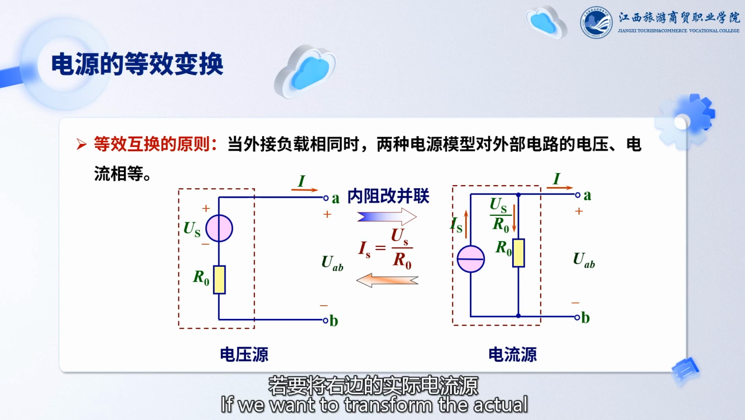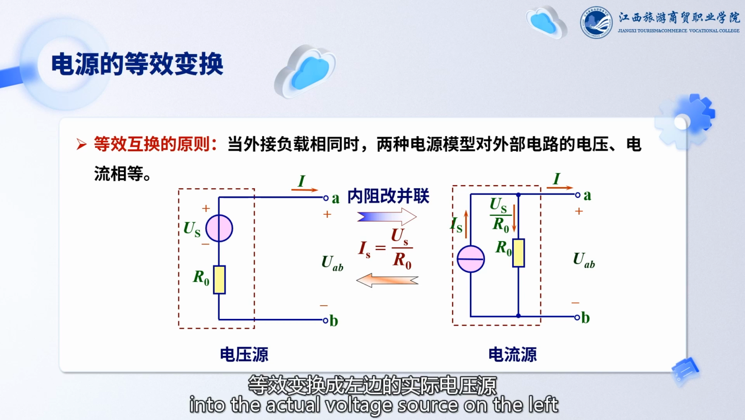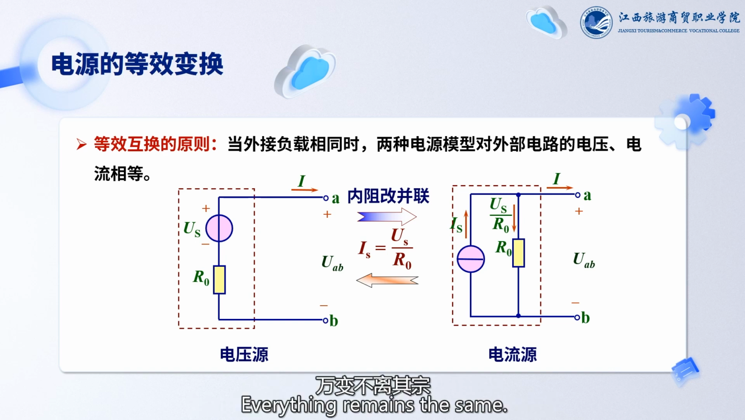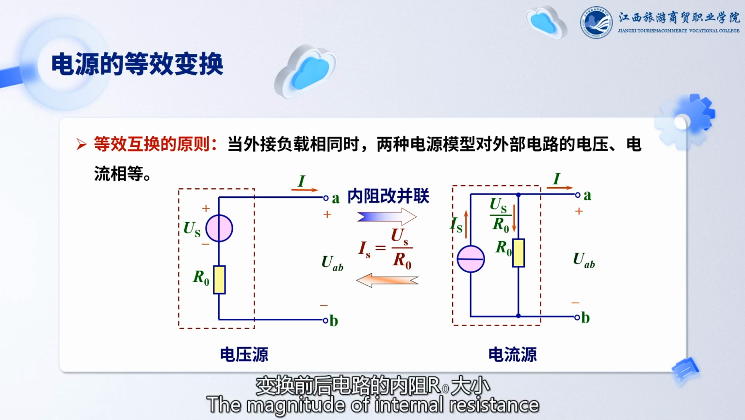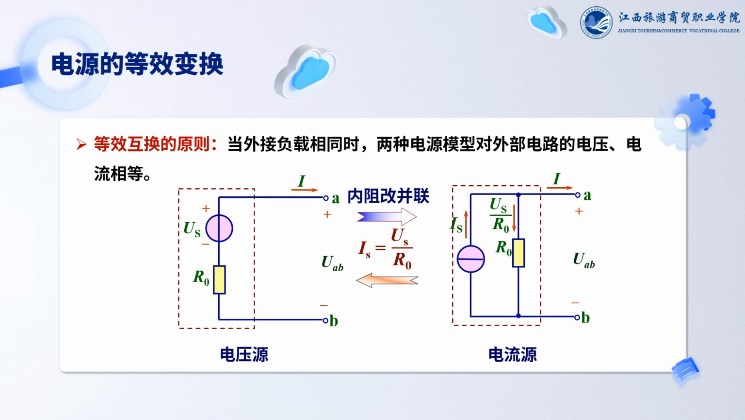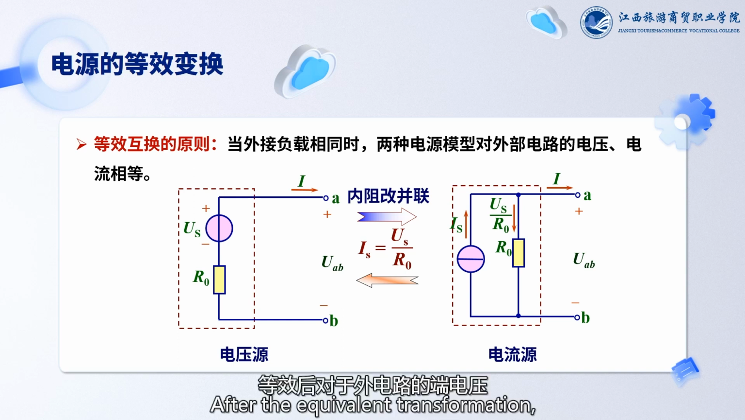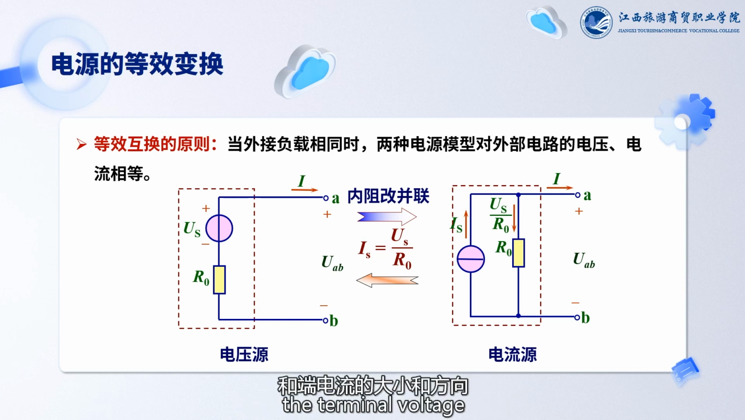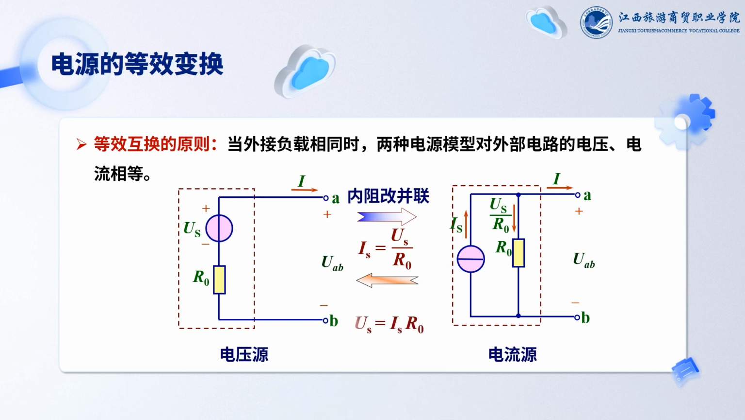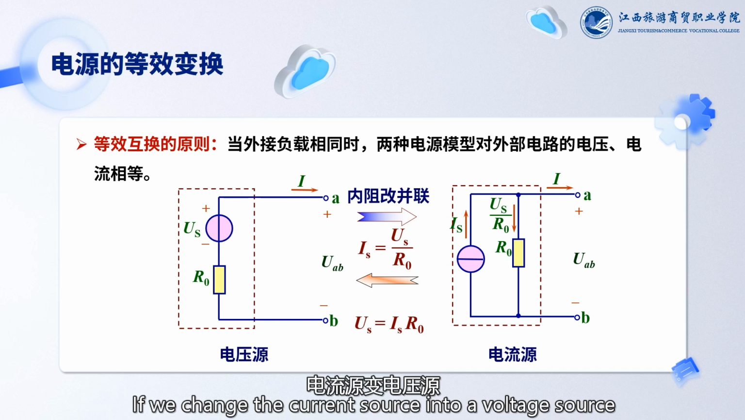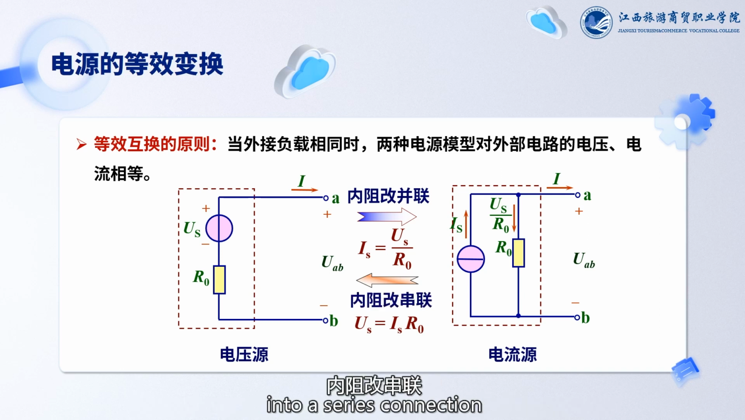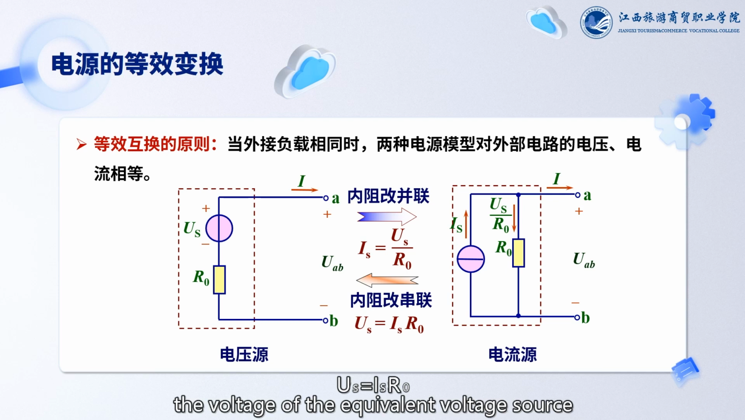If we want to transform the actual current source on the right into the actual voltage source on the left, everything remains the same. The magnitude of internal resistance R0 of the circuit before and after transformation still remains unchanged. After the equivalent transformation, the magnitude and direction of the terminal voltage and current of the external circuit also remain unchanged. If we change the current source into a voltage source and change the internal resistance into a series connection, the voltage of the equivalent voltage source is calculated as U sub s equals I sub s R0.